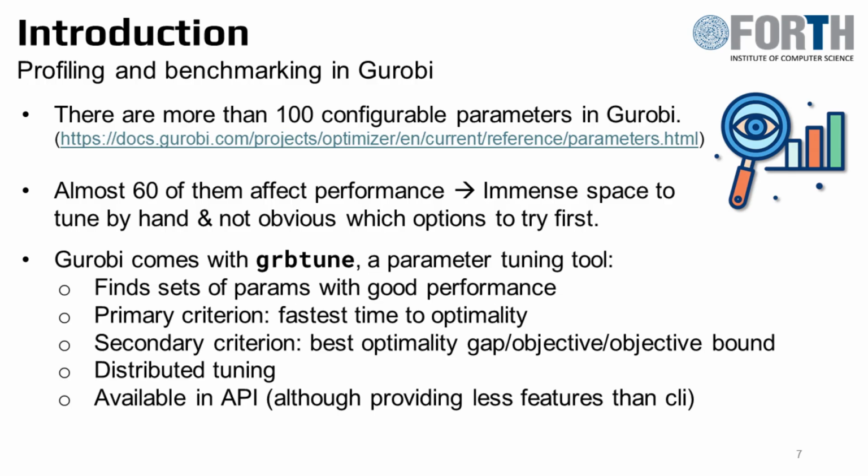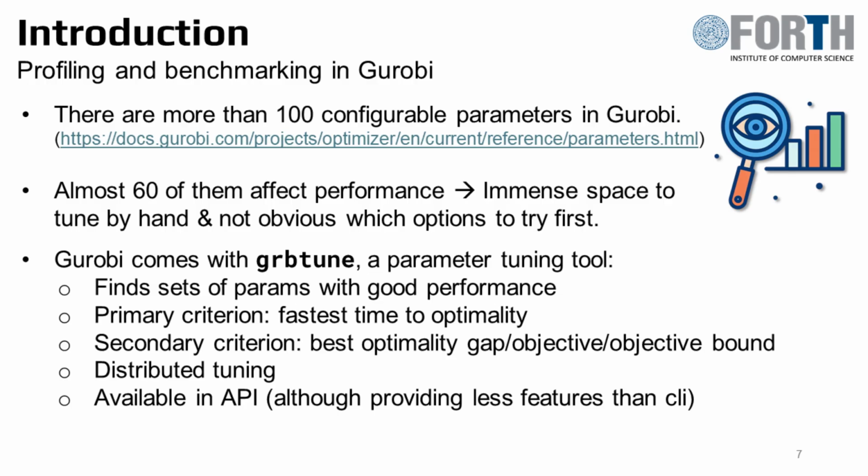On one hand, there is significant flexibility to adapt the solver to a particular model class. On the other hand, the parameter space is large, interactions are non-trivial, and it is rarely obvious which options should be adjusted first. Manual tuning can quickly become inefficient and unreliable if done without a structure. To address this, Gurobi provides an automated tuning tool called grbtune.